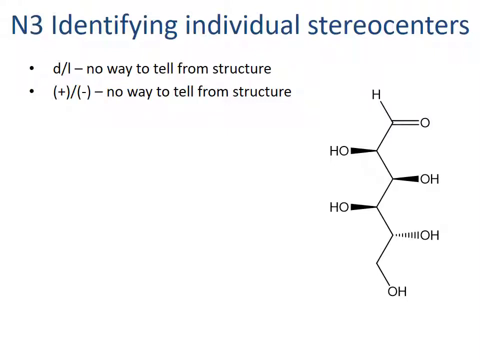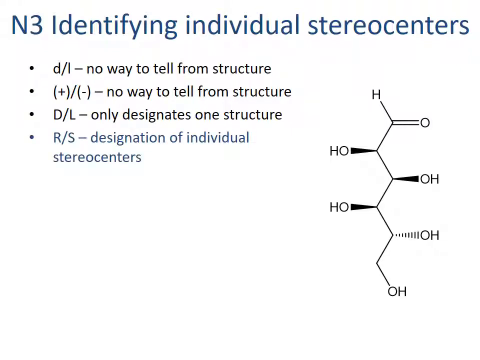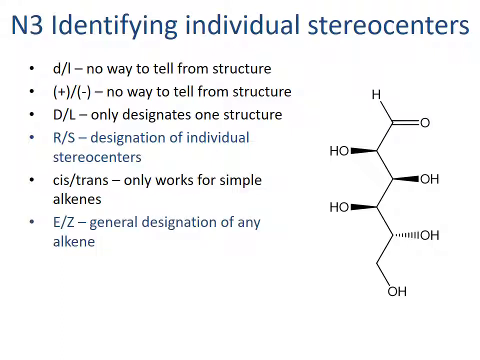rotate polarized light. We can use the D-glyceraldehyde-based system to identify the molecule, but this tells us nothing about the other stereocenters. We'd need to use a separate name, like we have for carbohydrates, for every combination of all the other stereocenters. The RS system instead allows us to label each chiral center individually and systematically for all molecules. Similarly, cis or trans work for simple alkenes and rings, but if we wanted to do a more complex system, we'd need something that would allow us to designate all alkenes like the EZ system. So we'll talk about each of these systems in this lecture.